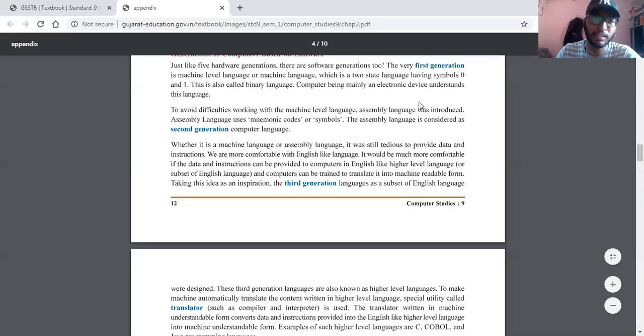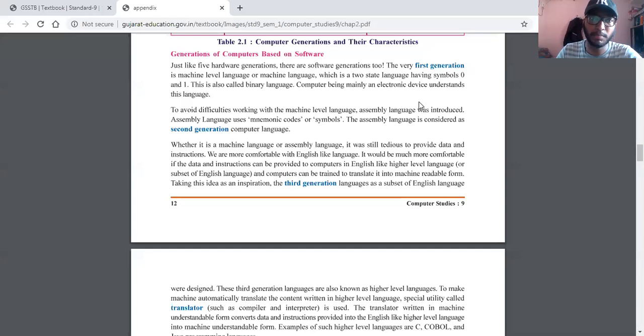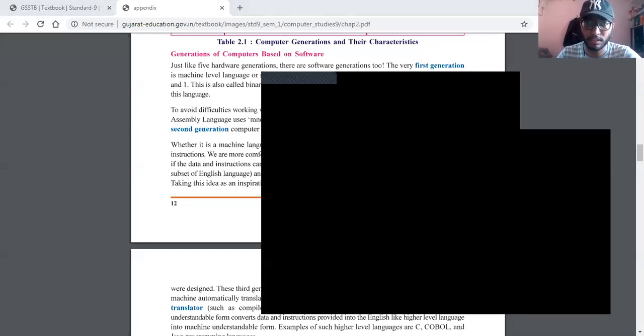Hello students. Now today's topic is about generations of computer based on software. In your previous period, I taught you generations of computer based on hardware, and during that time, I've explained to you 5 generations.